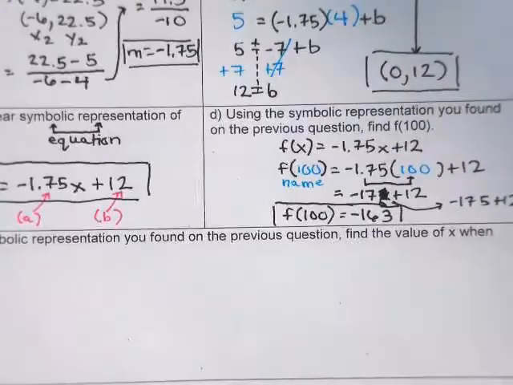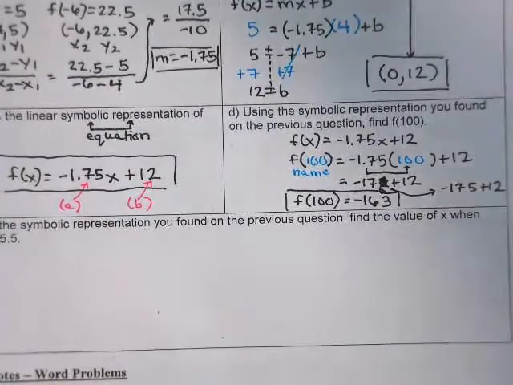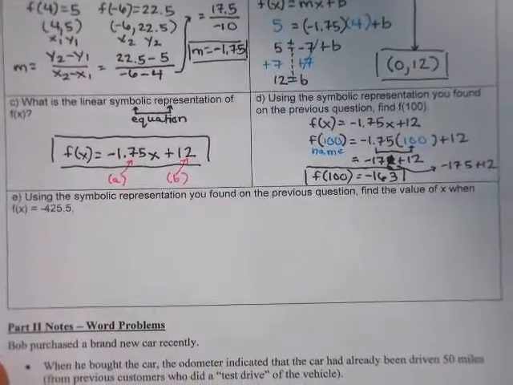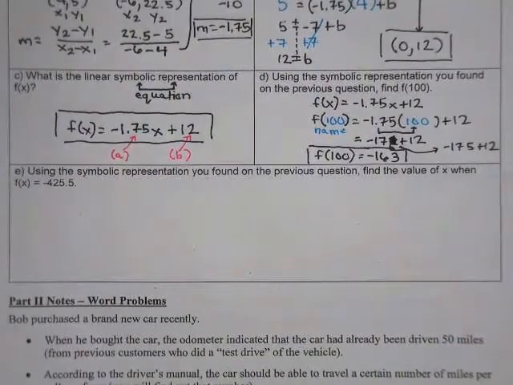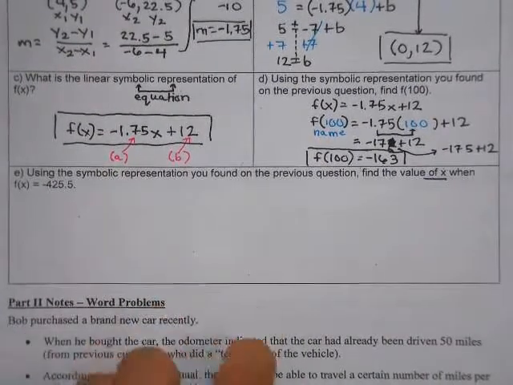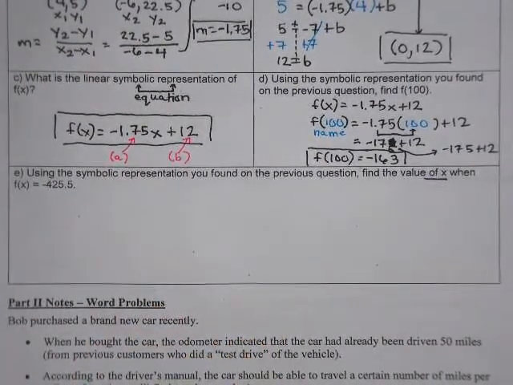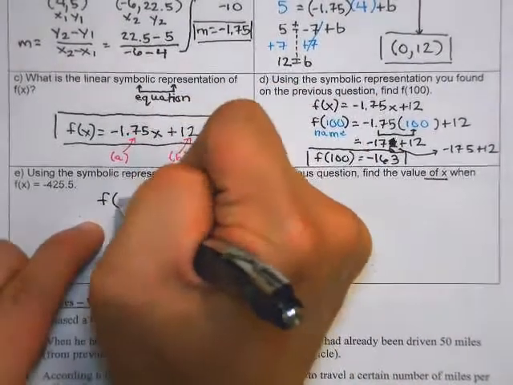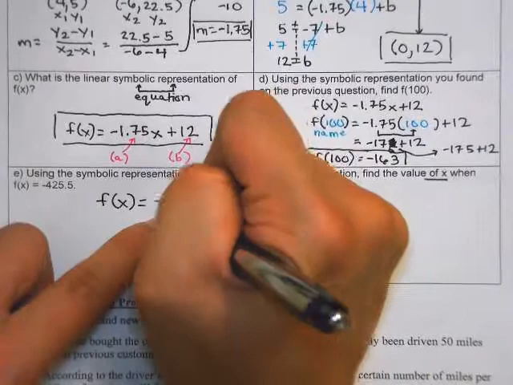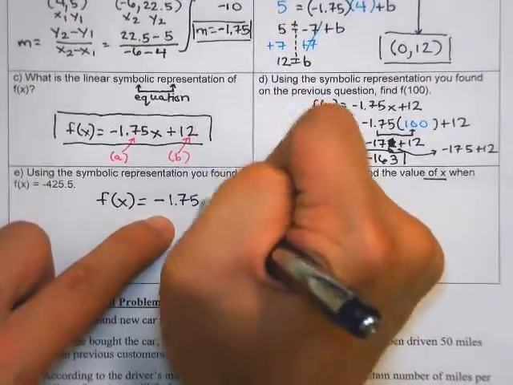This might be something new, but it won't be too new after we set it up. After this, we'll take a mental health break of 2 minutes. Using the symbolic representation you found on the previous question, find the value of x when f of x equals negative 425.5. So let's go ahead and rewrite this equation one more time.